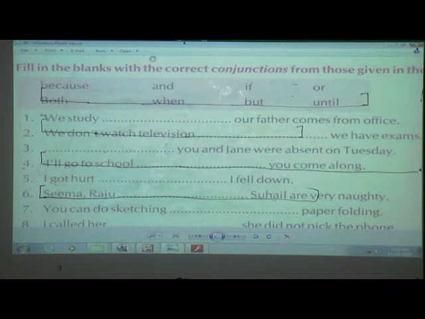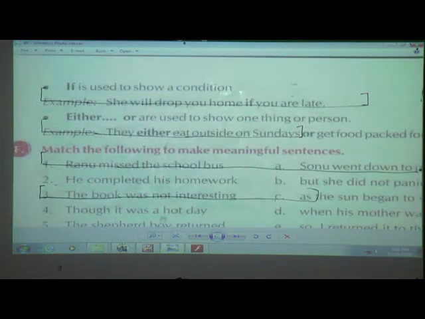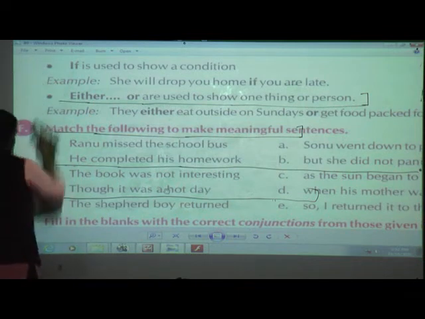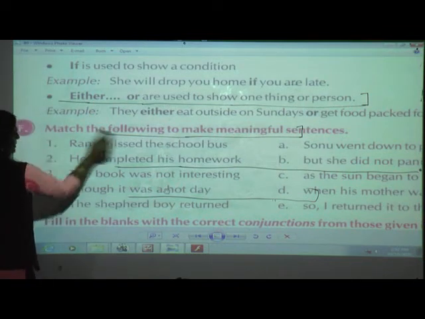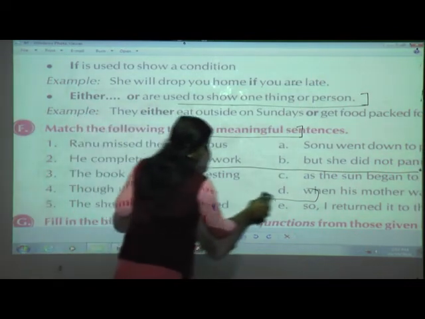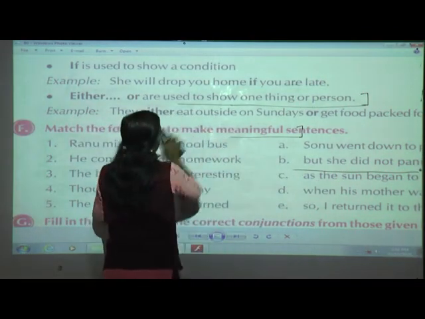Now we will move on to the next page, that is page number 80. Still two are there, that is if and either. Either this or either that. So if is used to what? Yes, it is used to show a condition.